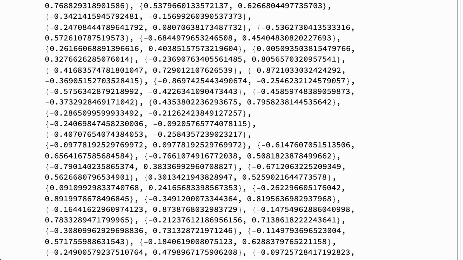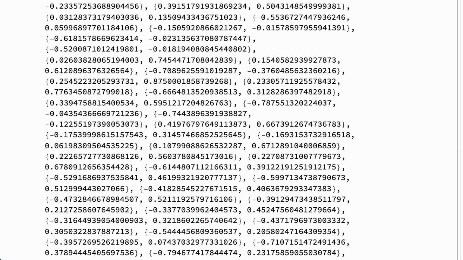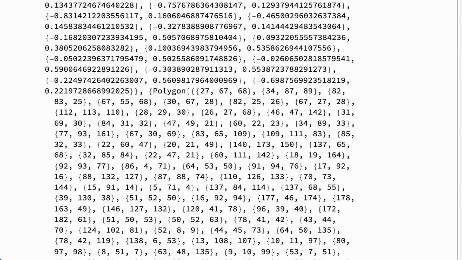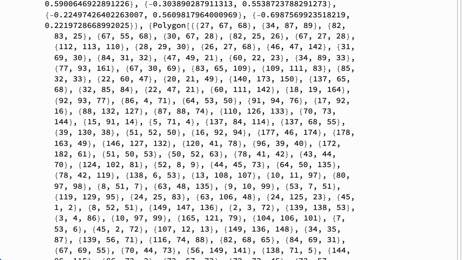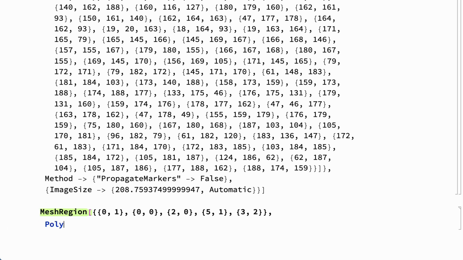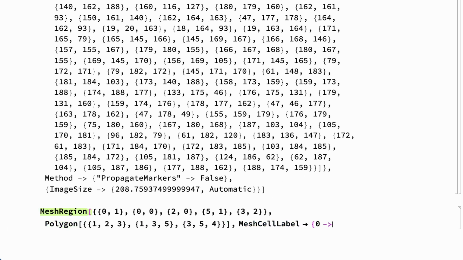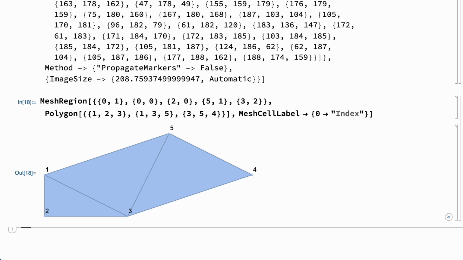The first argument is a long list of pairs giving coordinates of the vertices of the triangles, and the second argument is a Polygon expression that specifies a collection of triangles with those vertices. The structure can be understood more easily by considering a smaller example. This input shows a region expressed using MeshRegion as a combination of 3 triangles. That input also includes the MeshCellLabel option to add labels for the vertices.